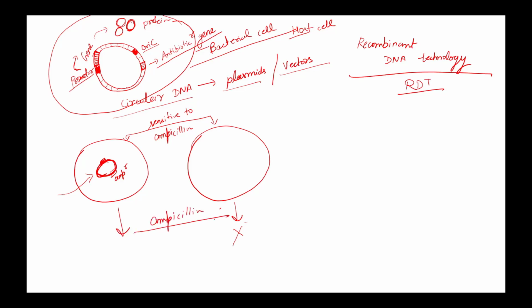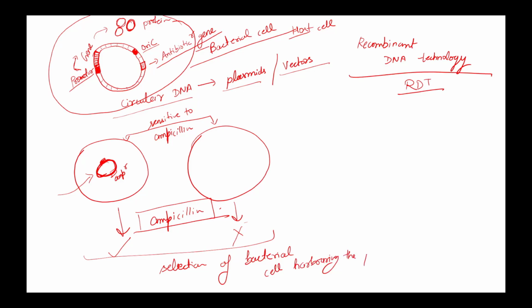When we give ampicillin containing media, out of these two bacterial cells, the cell which does not harbor this vector will not survive, but the other cell which harbors this vector will survive. So this is used for the selection of bacterial cells harboring the plasmid. These plasmids have particular antibiotic resistance genes.